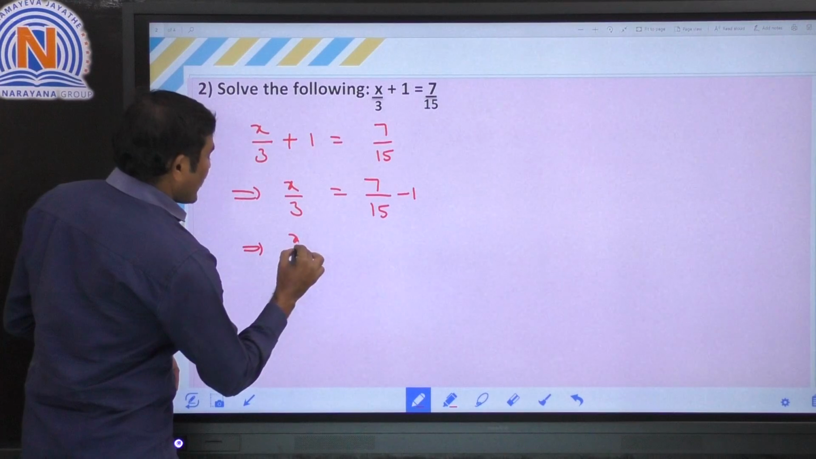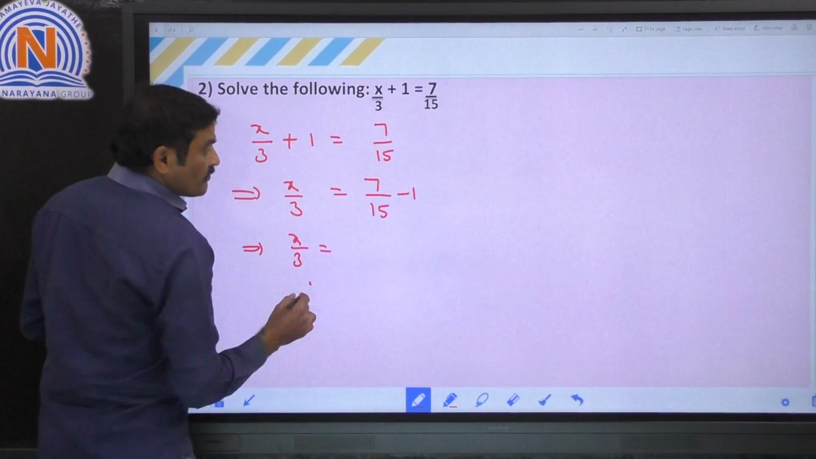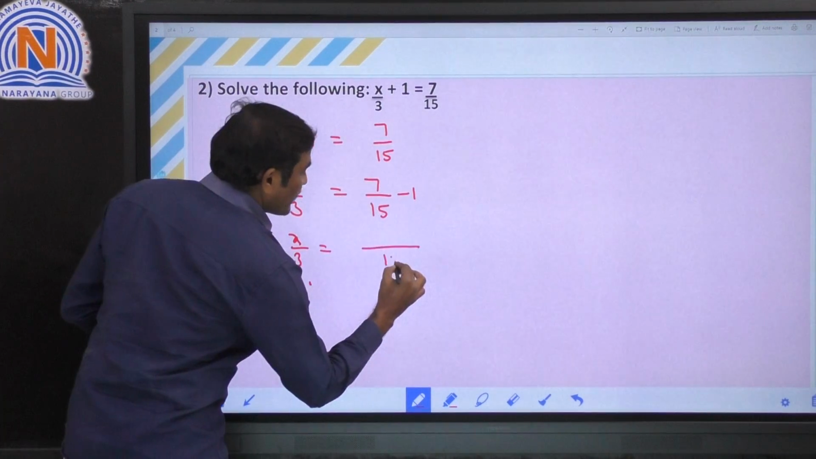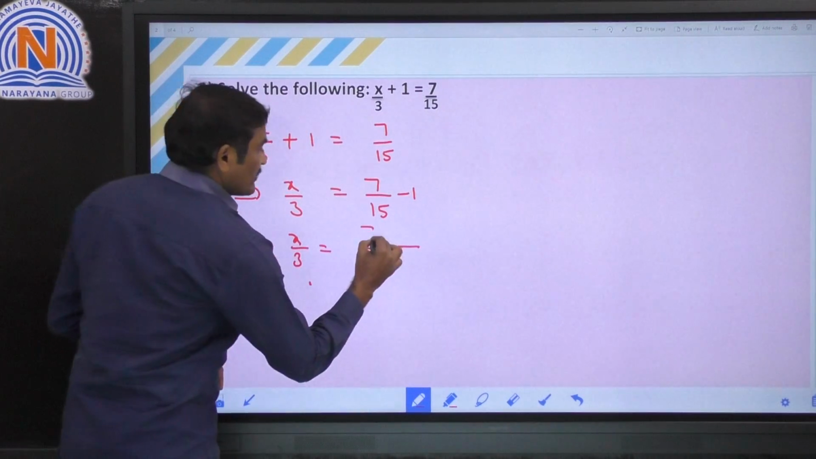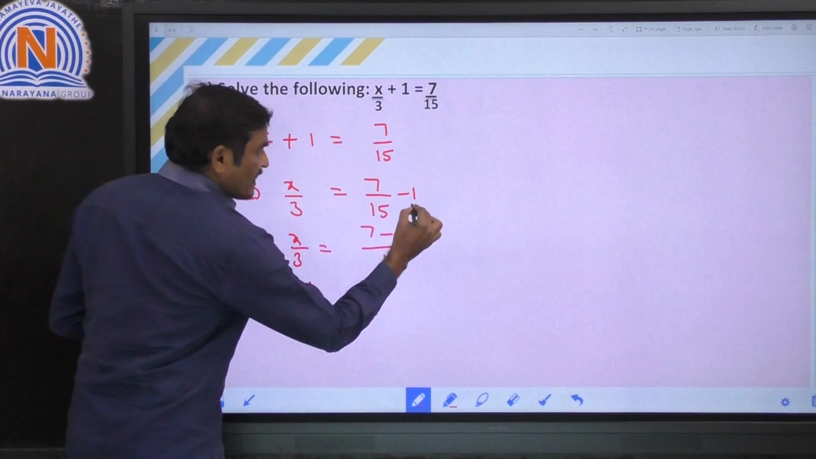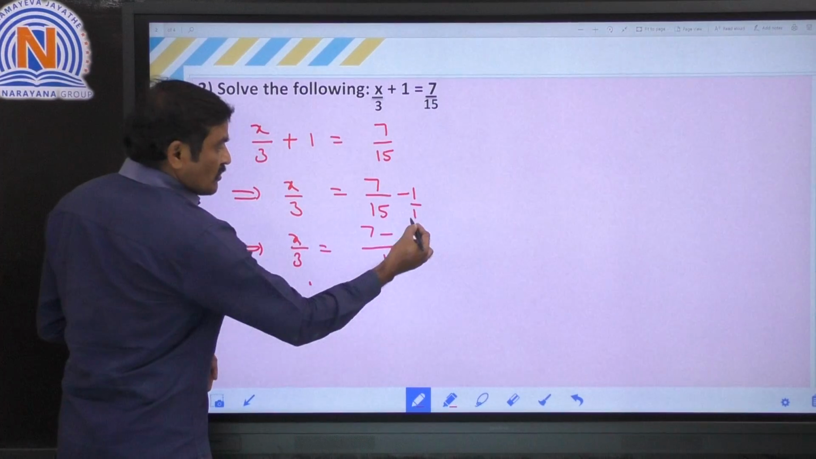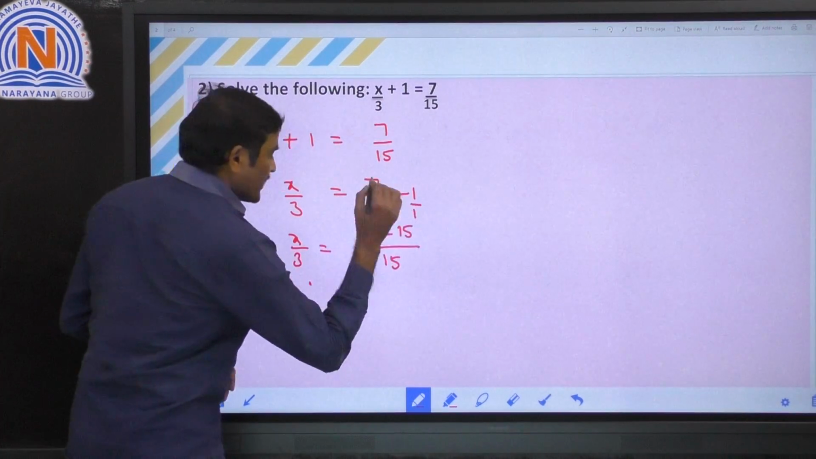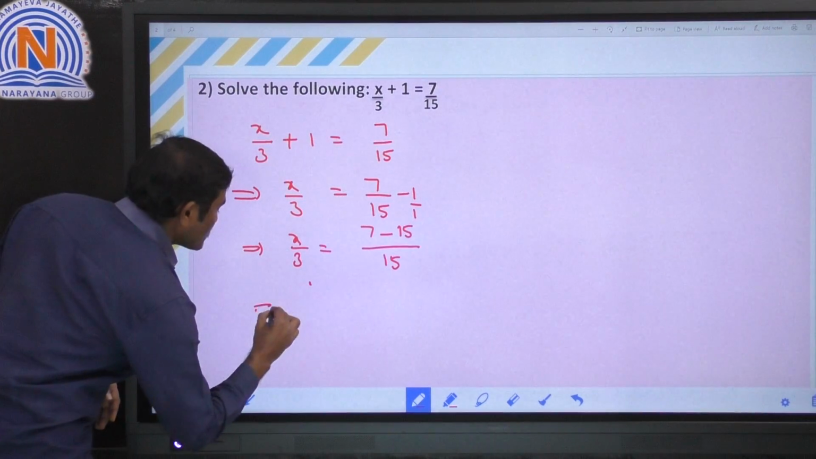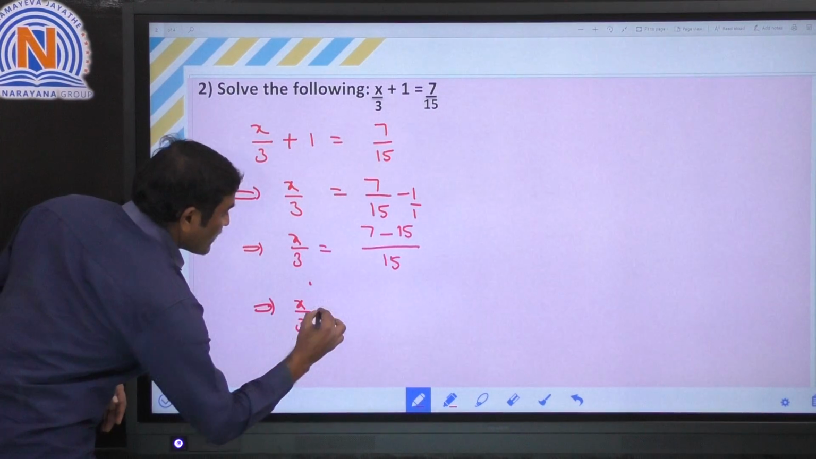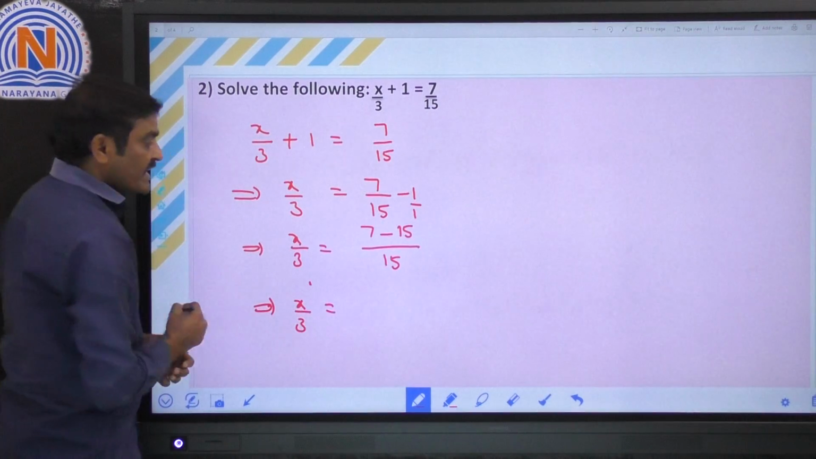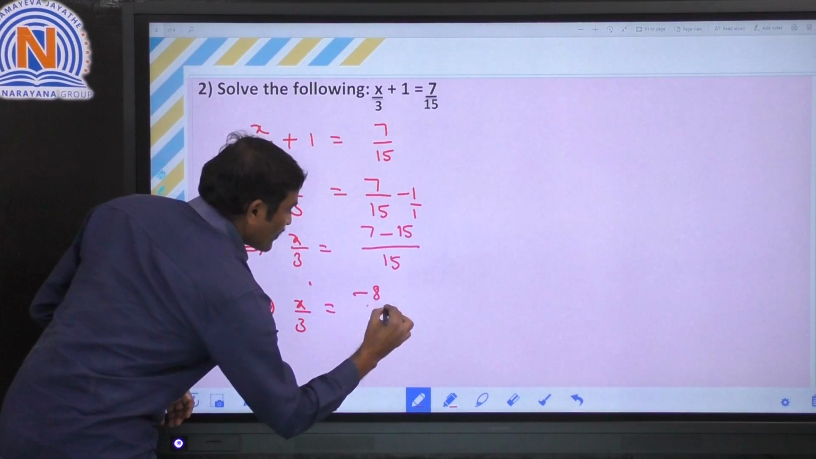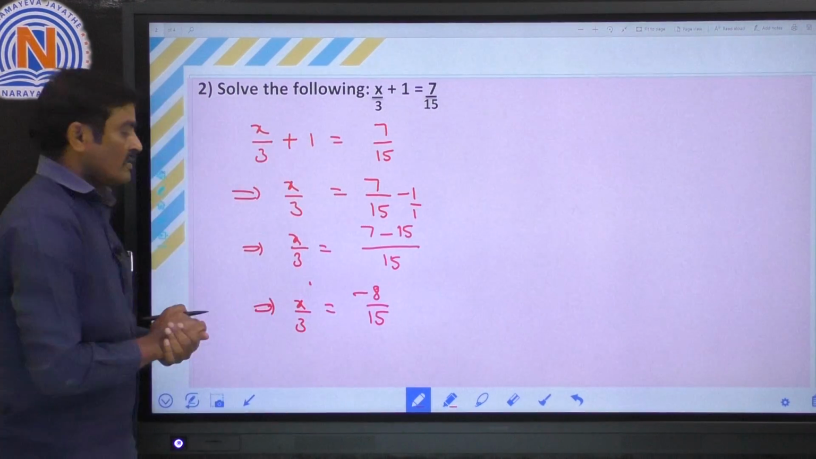x by 3 is equal to, so the LCM is 15. Then 7 minus, here the denominator will be 1, so 15 by 1 is equal to 15. So that implies x by 3 is equal to 7 minus 15, which is minus 8 by 15.